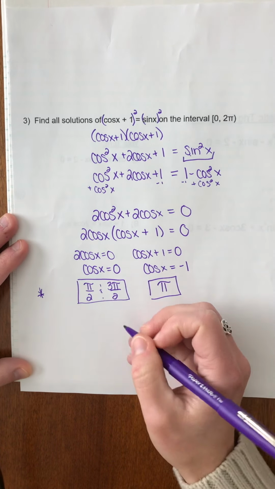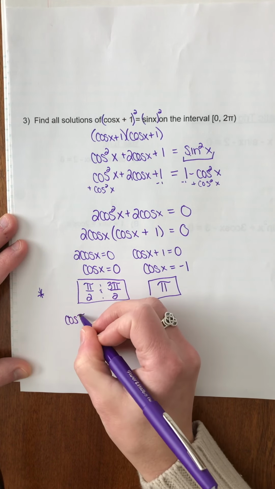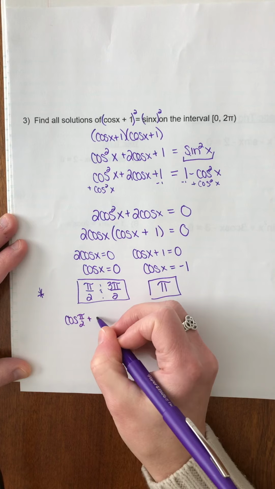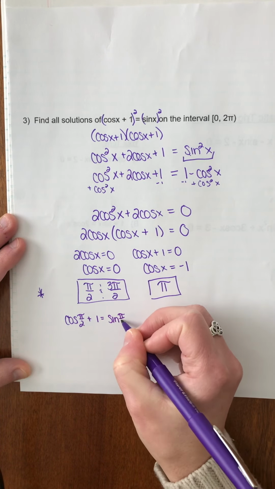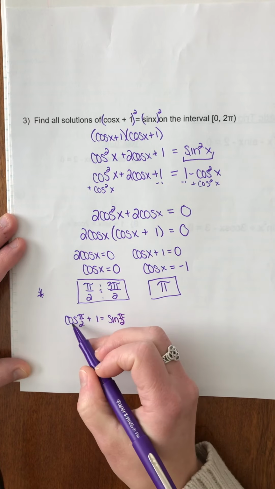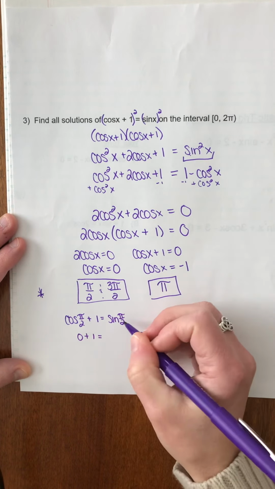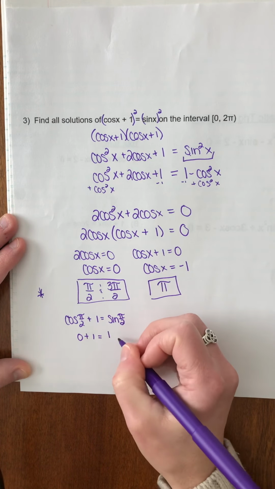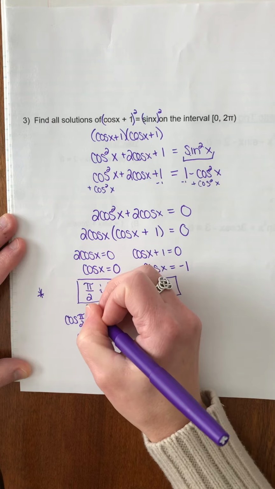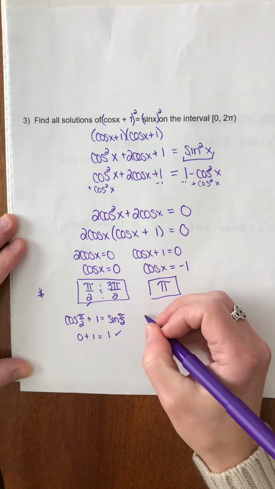All right, so we're going to check and make sure that all 3 of these are actual solutions that work to my original. So plugging in pi over 2, we get cosine pi over 2 plus 1. Does that equal sine of pi over 2? So we've got cosine of pi over 2, that's 0, plus 1. Does that equal the y value at pi over 2, which is 1, so that works. So this one works.